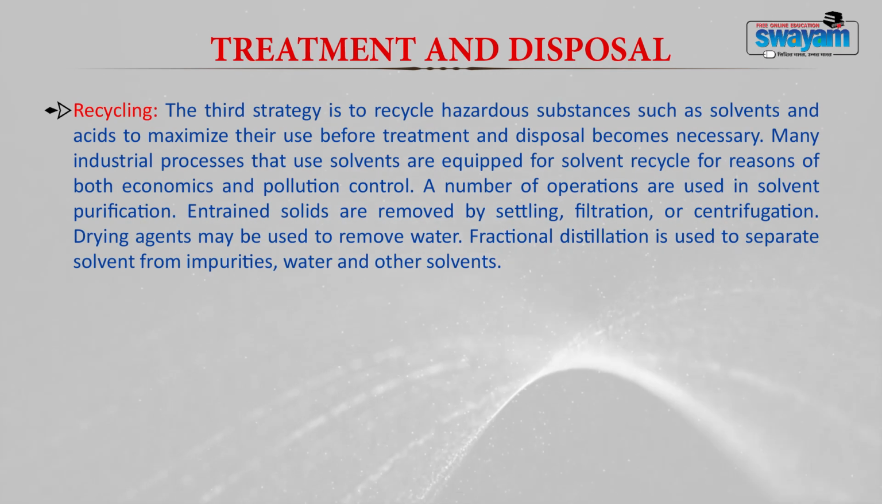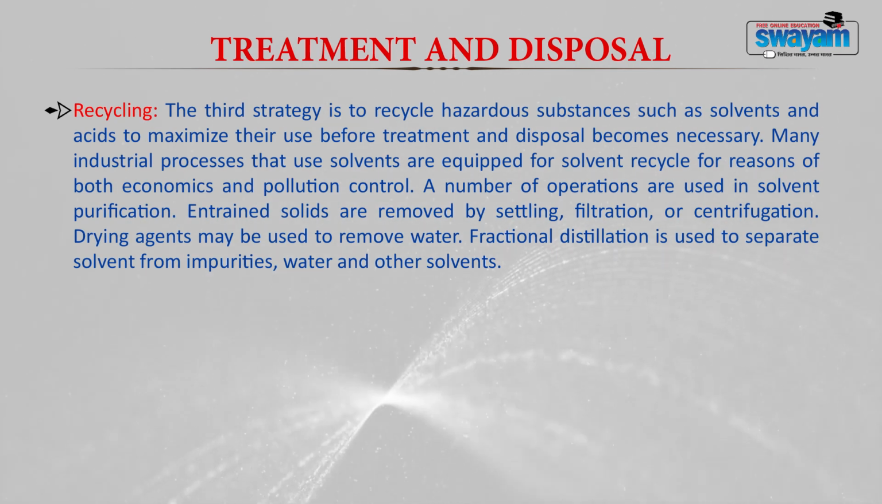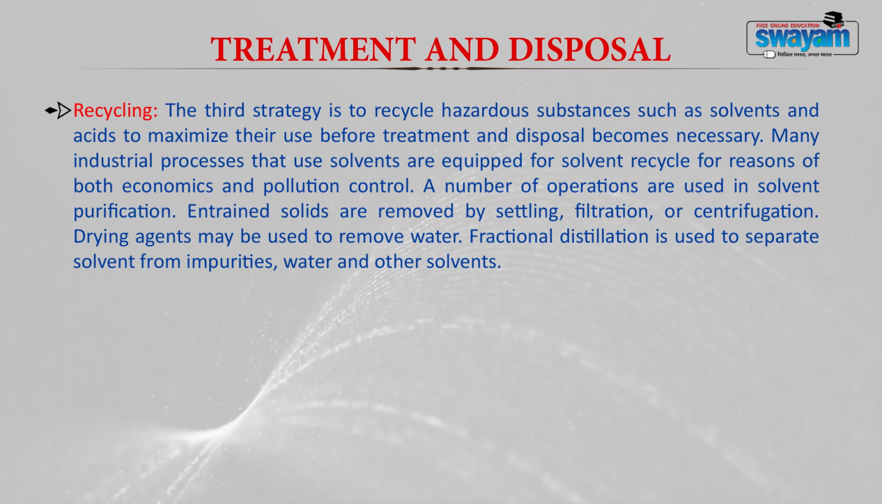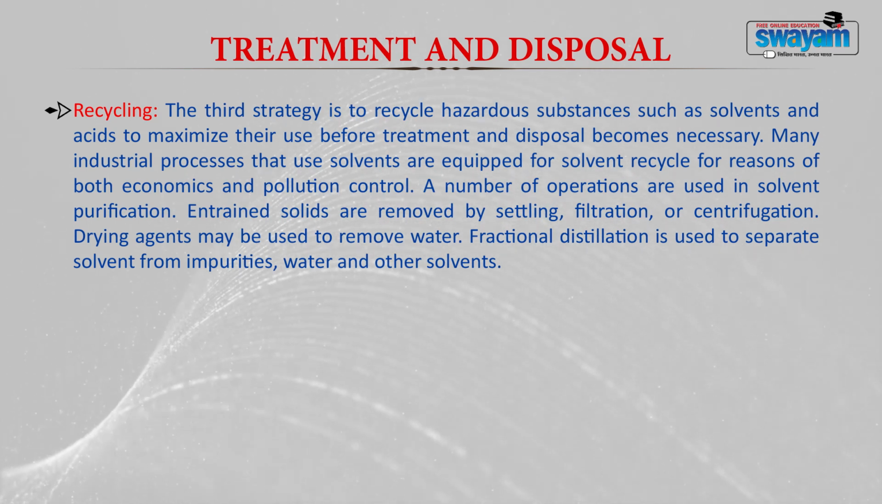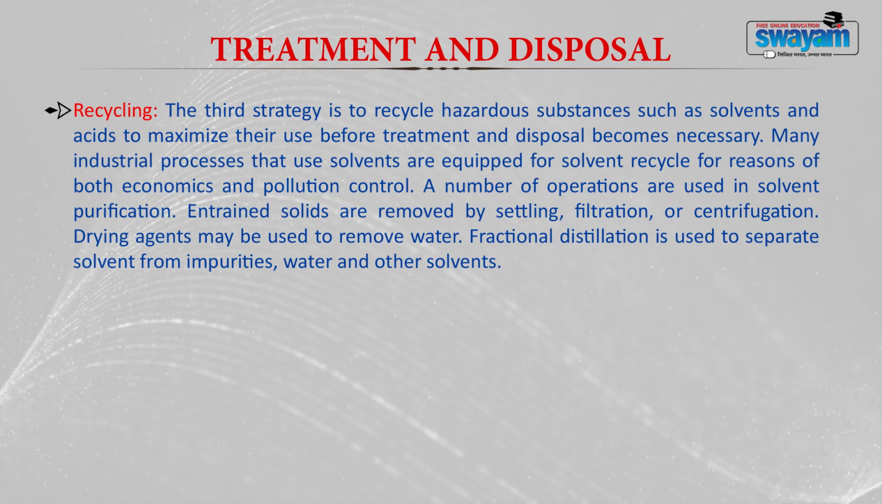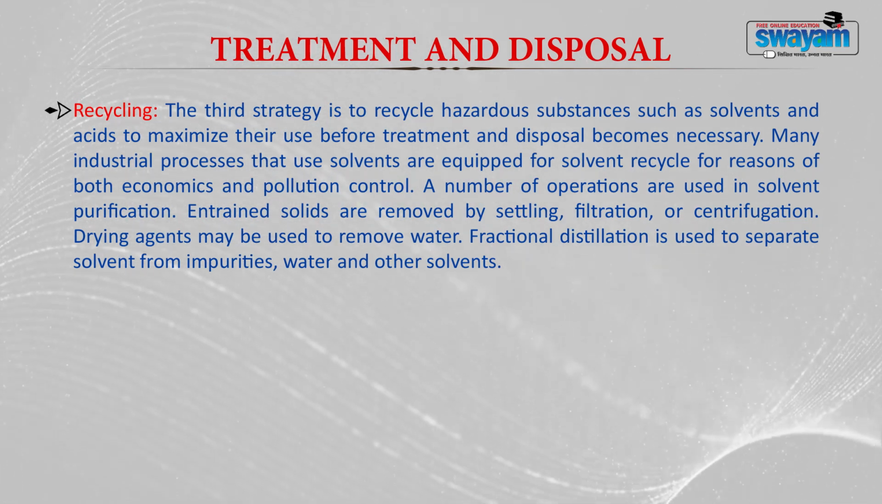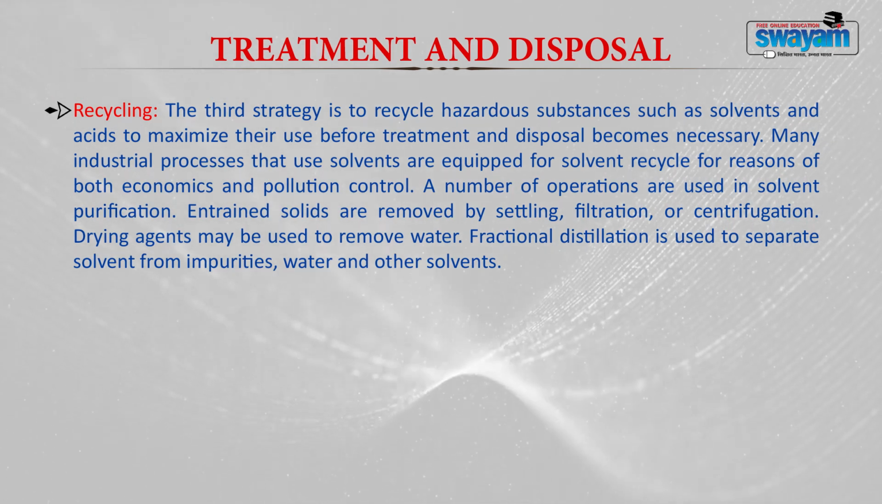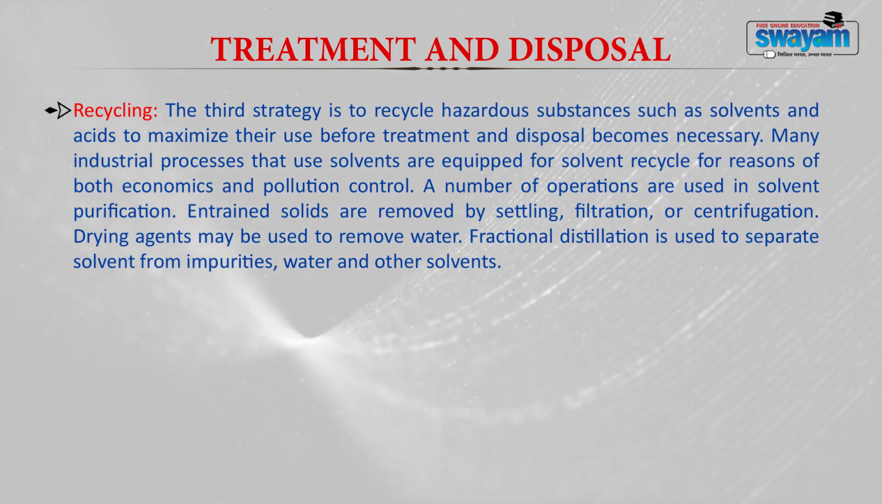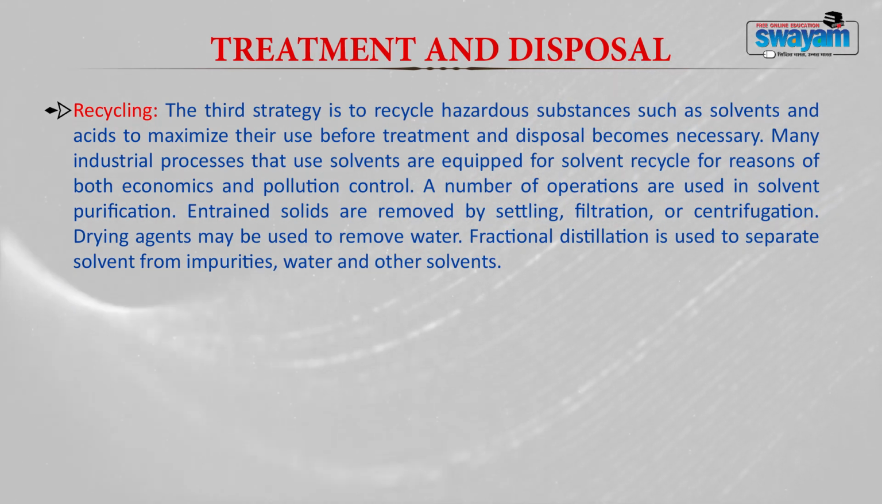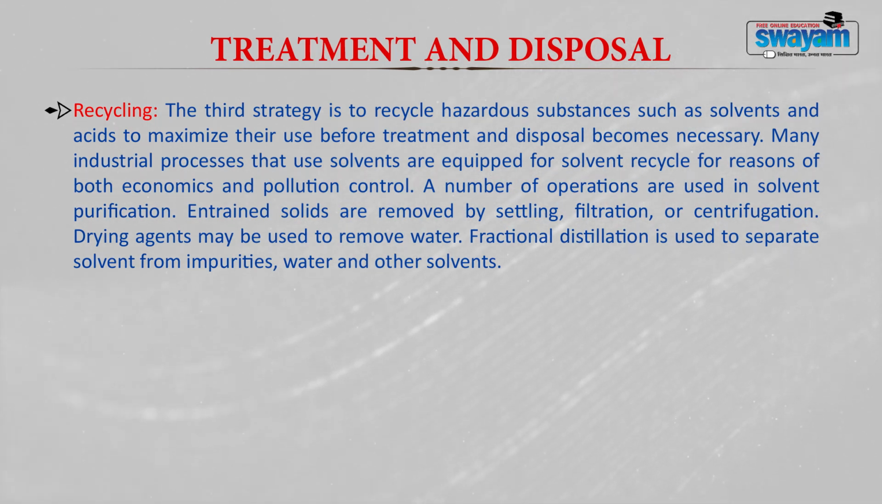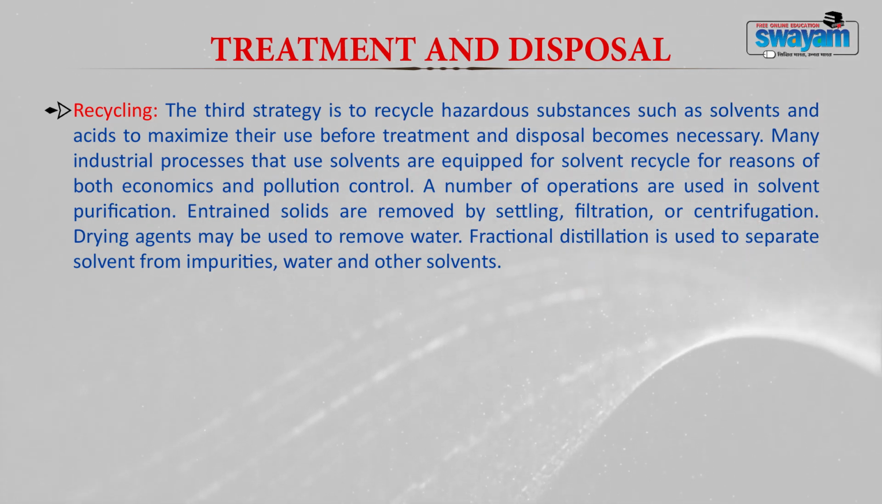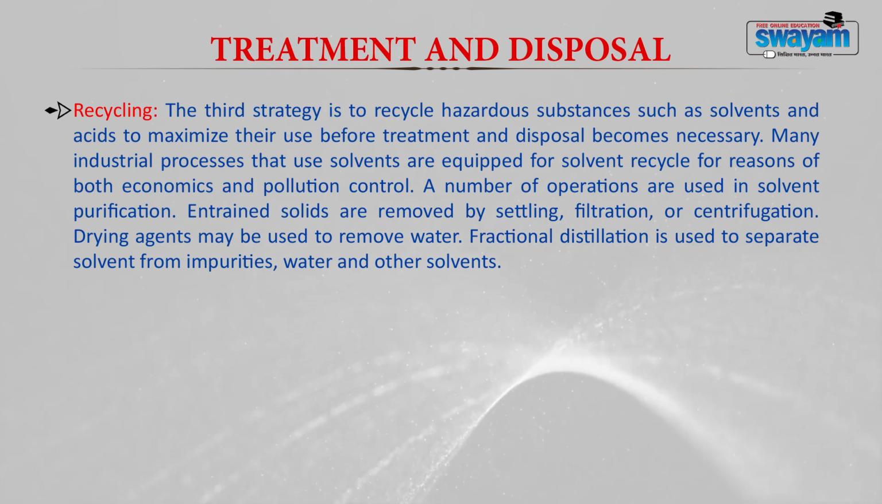The third one is recycling. The third strategy is to recycle the hazardous waste, like solvents and acids which are used at a larger scale, which can be reused after certain minimum treatment and recycling. There are many industrial processes that use solvents. These solvents can be recycled by certain methods and reused. This will also save cost and avoid pollution.